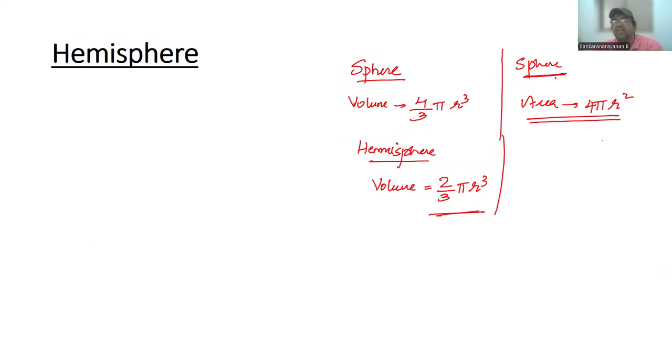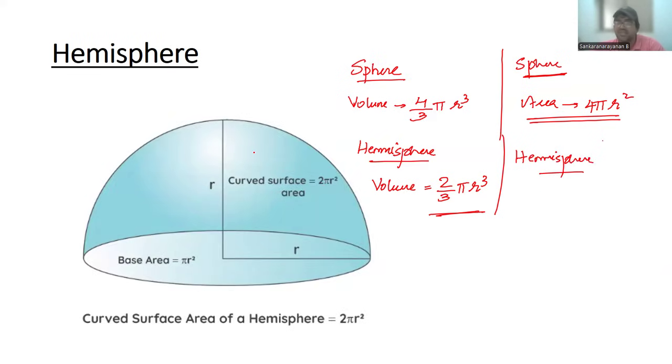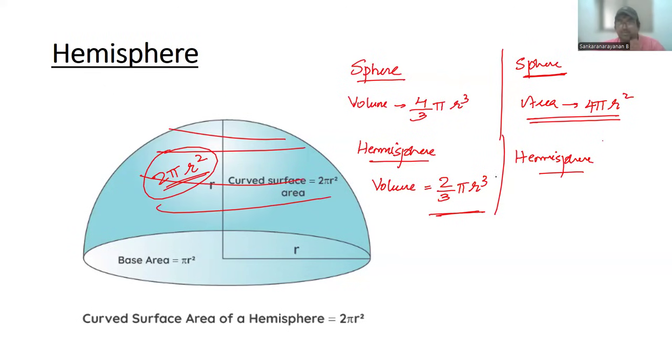Now, the moment you come to the hemisphere, please note, we have two areas coming into the picture. One is the curved surface area. So what will that be? It will be half of 4 pi r square. That's what I mentioned here. It is 2 pi r square. That is the area associated with this curved surface. That is our curved surface area, 2 pi r square, half of 4 pi r square.